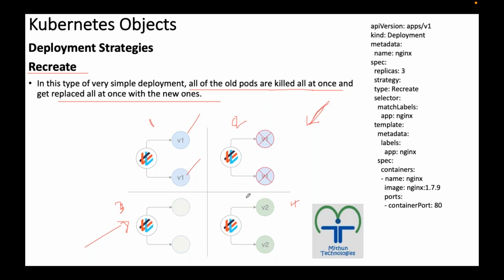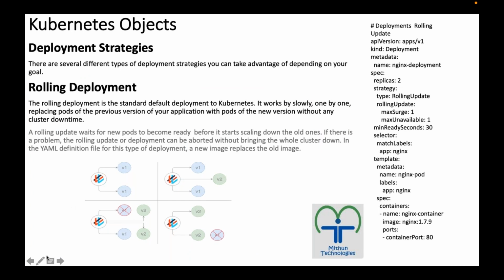That is Recreate. If I go for a Rolling Update, it is something like this. I have old pods and I am trying to deploy. So first I am getting this pod. This is the first phase. Let's say this is the second phase, and I am getting this pod. In this phase, if anyone is accessing, do we still have pods even though I'm deploying the latest code? Do I still have old pods to serve the traffic here? Yes.